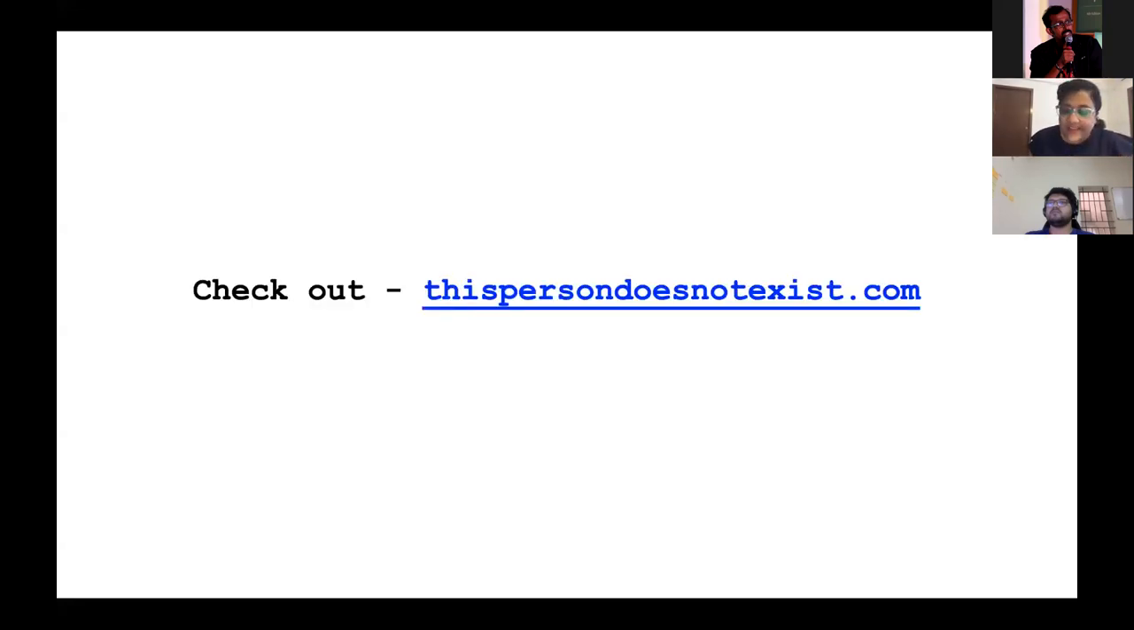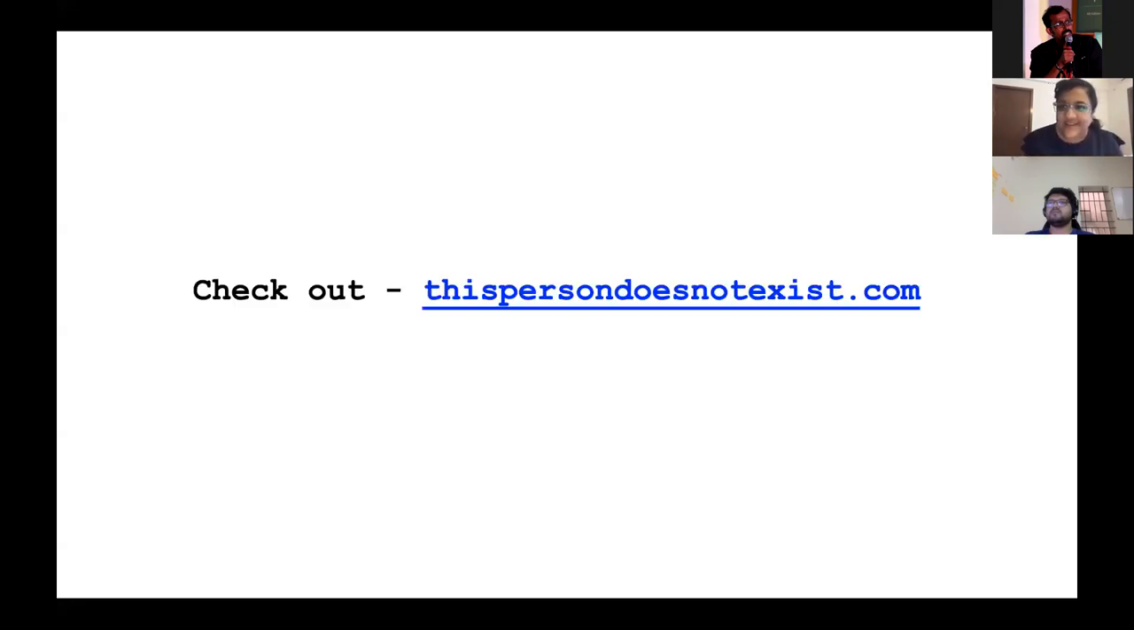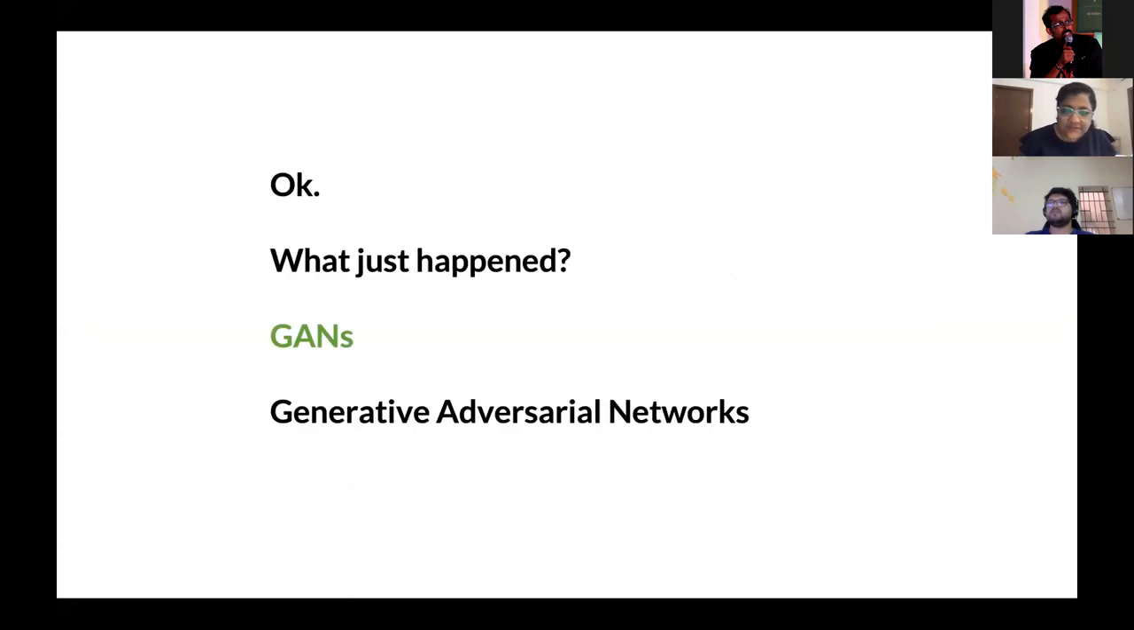So basically, what happened here was that these people do not exist. You can check it out on this website called thispersondoesnotexist.com. This is generated by something called a GAN. It's called generative adversarial networks. It's a fancy name and all. We'll just crack it, because I'm sure you've heard about GANs and deep fakes and everything.